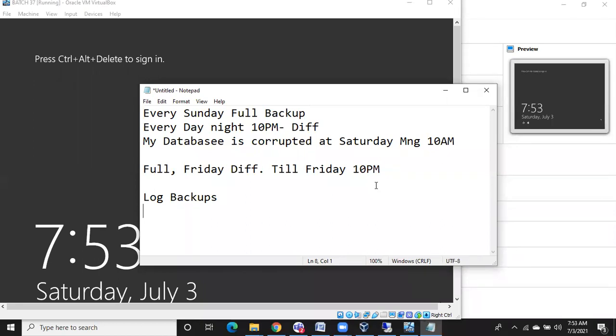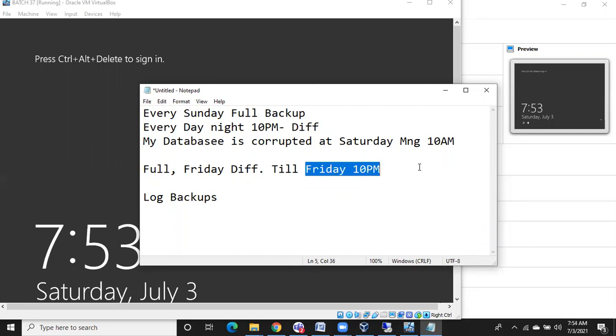Okay. So your differential backup will take the backup of modified extents since the last full backup. So it has to start from the last full backup. Whenever a full backup happens, automatically it is going to reset the DCM pages, and from the last successful full backup the differential backup is going to start tracking the modified extents. Right. So in this scenario, how can we achieve the 12 hours data?